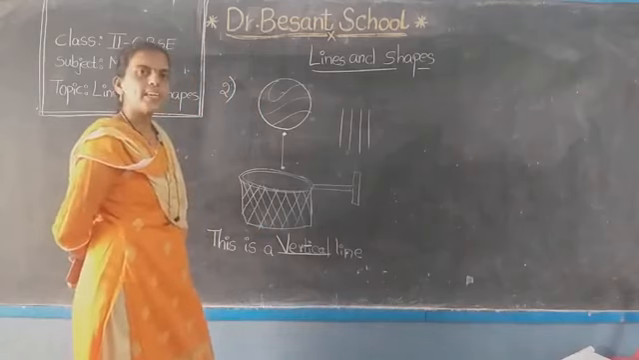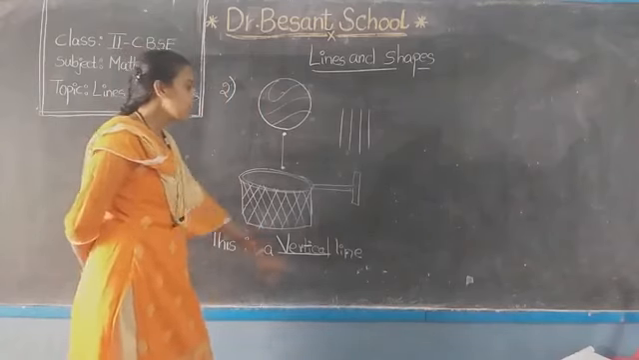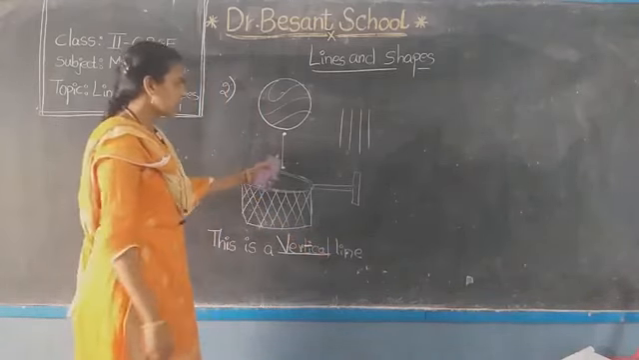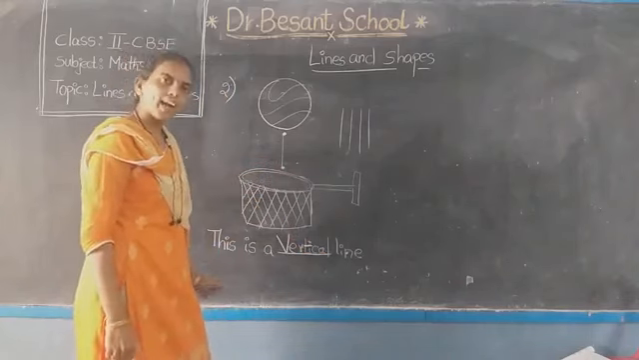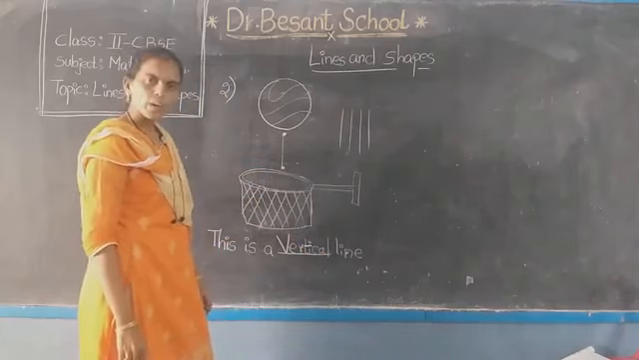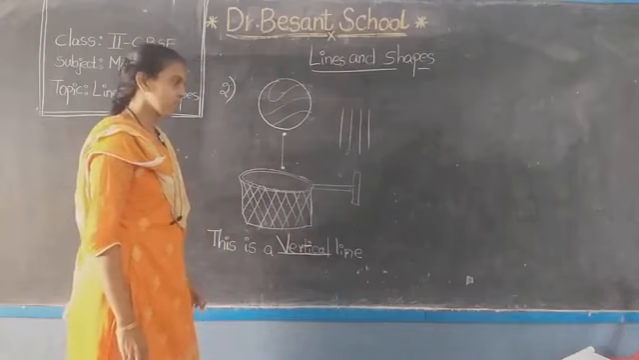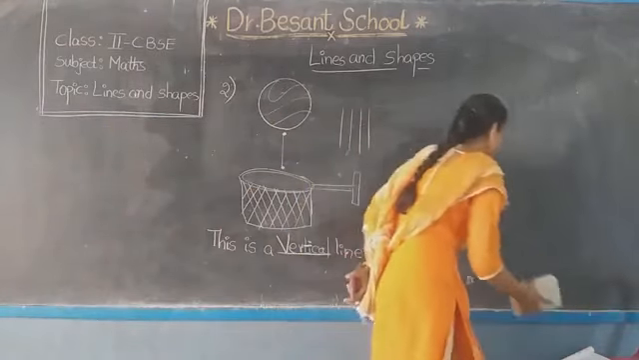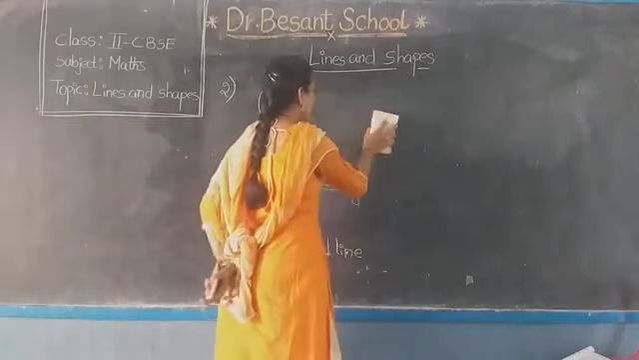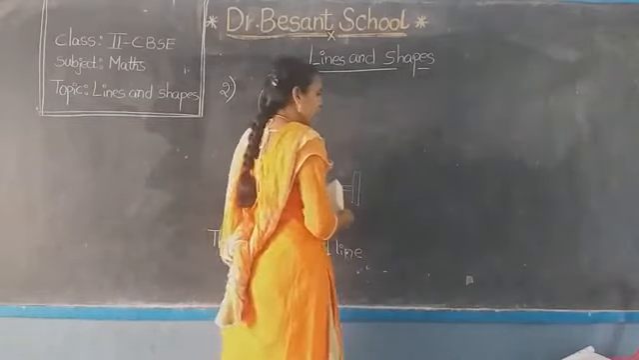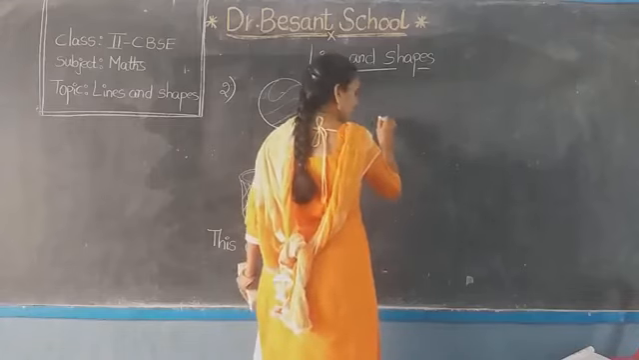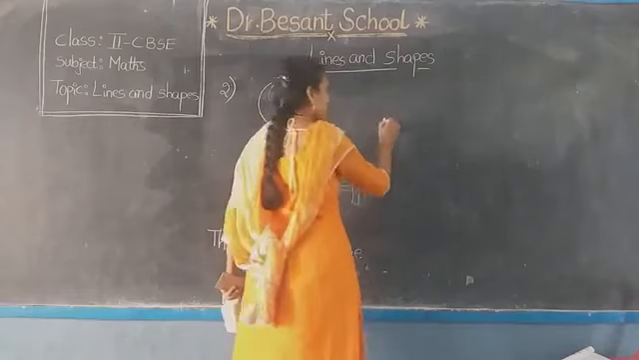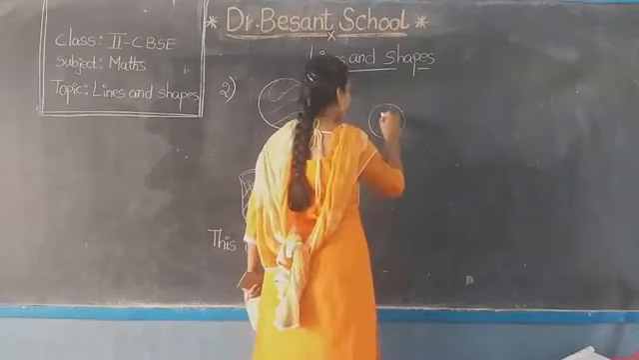Vertical. Vertical line. This is a vertical line. Okay. Next, another one they have given. You see, a girl is standing for flying a kite. I can't draw a girl here. Imagine that I have drawn a girl's face here.